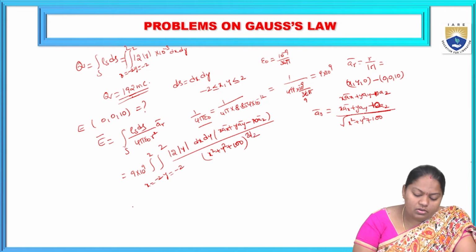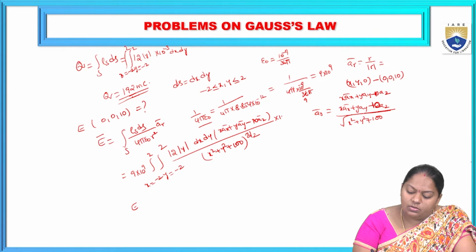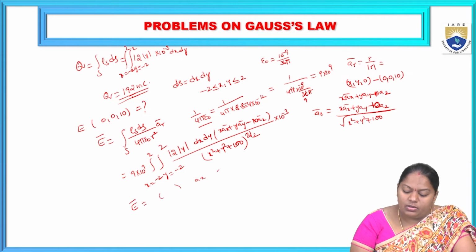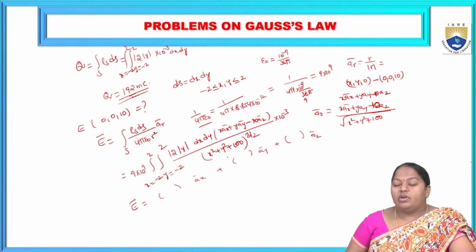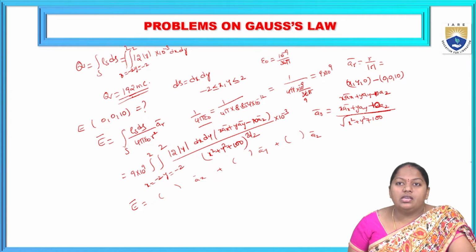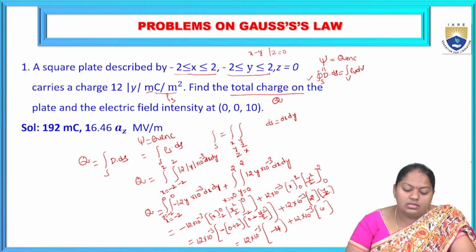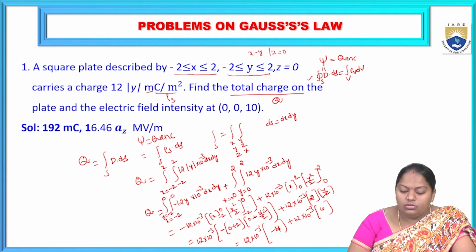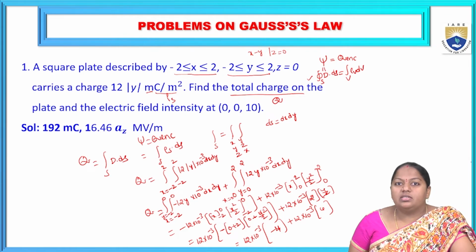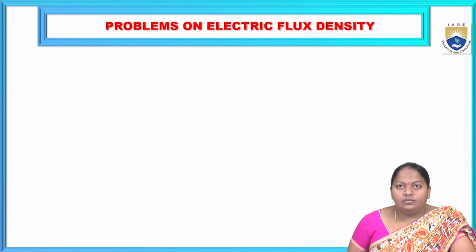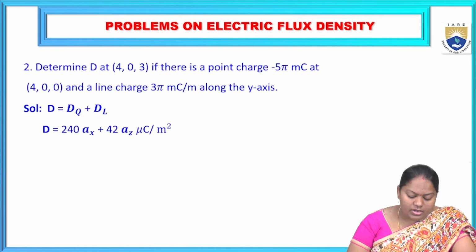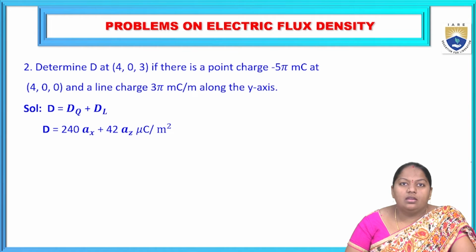So if you evaluate the complete equation, rho s is already expressed in terms of 10 power minus 3, milli, hence E can be expressed as something into ax plus something into ay plus something into az. Why? Because this electric field intensity E is always to be expressed in terms of vectors. So here it is given as 16.46 az, the value obtained for the electric field intensity, and the unit is volts per meter. Right? So this is the way we evaluate the problem related to Gauss law.